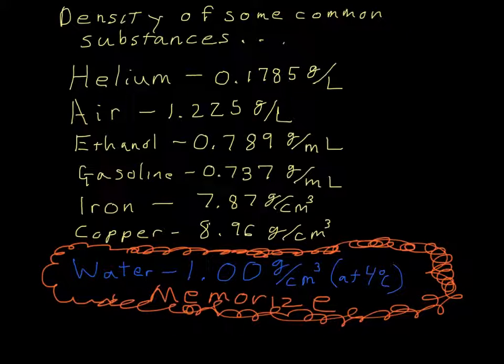Let's take a look here. And let's start by looking at the density of water. The density of water is 1 gram per cubic centimeter. You have to memorize that. A lot of what we do this semester will depend on you remembering that 1 gram of water has a volume of 1 cubic centimeter. Or to put it another way, we would say that water has a density of 1 gram per milliliter, right? Same thing. You need to remember that fact.